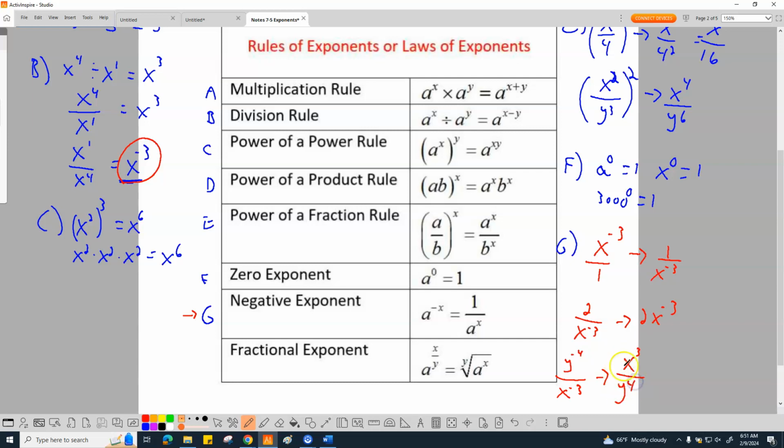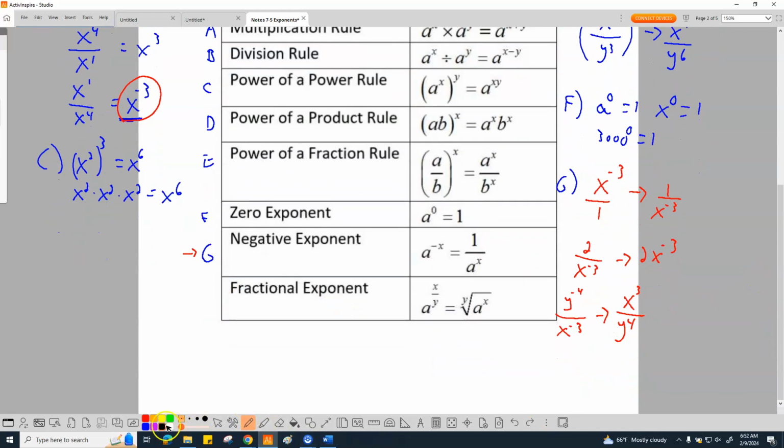So again, these are rules you have to memorize and use. They're not that bad. This one right here, the fractional exponent, is going to be its own thing that I talk about. I'll go ahead and do a quick dive on it. I'm going to switch to purple for this one, the fractional exponent. What does this mean? I'm going to show you what this means.